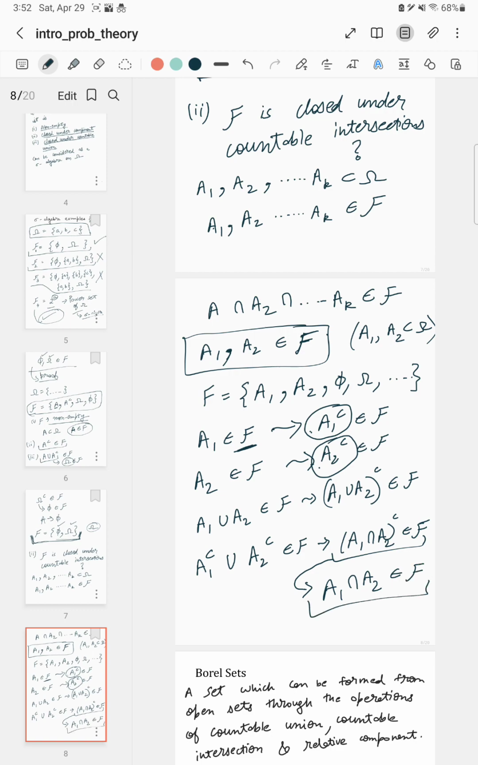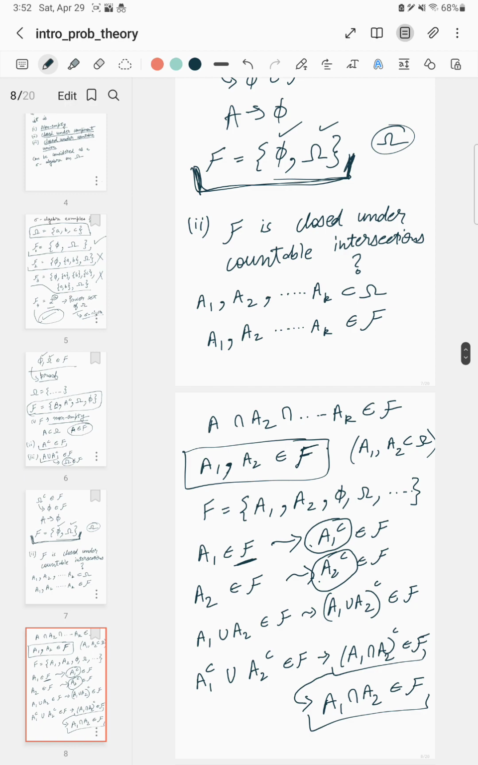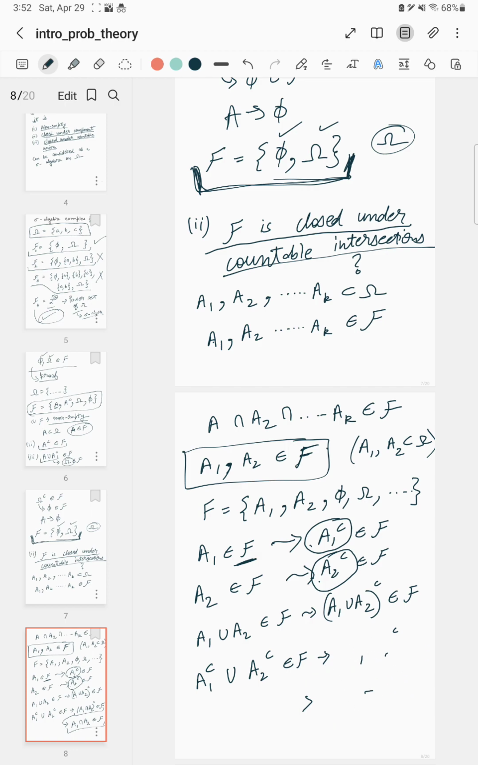You can extend it for any number of subsets. So hence we can say that F is closed under countable intersections. Okay, so let's see an example of this.